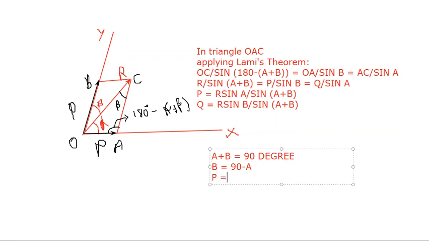So what will be P? P will be equal to R sine alpha, and Q will be equal to R sine of 90 minus alpha, and that is equal to R cos alpha. So see, you have got your results.